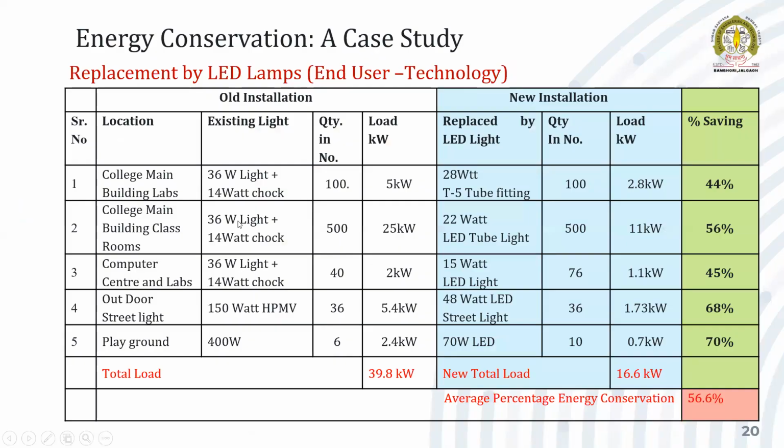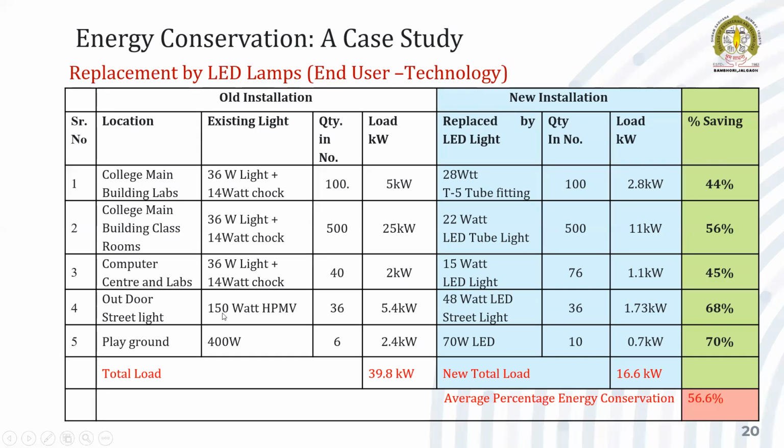Now, replacement by LED lamps and use technology, which we have discussed in the B is the end user. So these are some locations. Earlier we had conventional lights, for example in the college main building, a 36 watt light plus a 14 watt choke. In the college main building classrooms, there are 36 watt tube lights. The quantity of lights is 1,500. Similarly, in the computer lab, outdoor and playground.